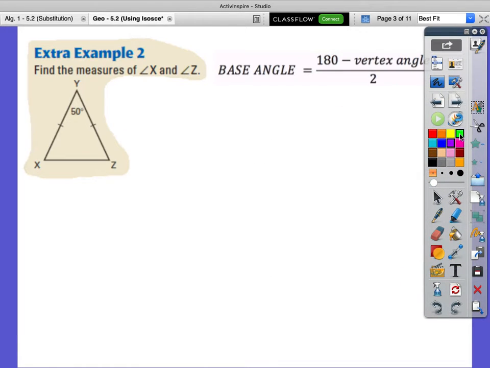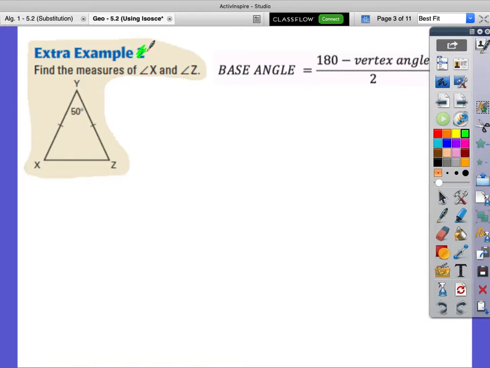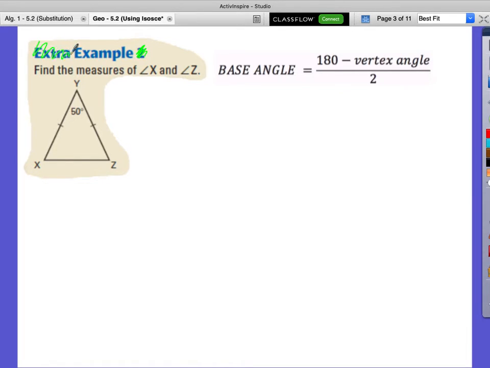Let's apply this. Okay? Now I know it says extra example, and it even says extra example two. Well, first of all, it's our first example. Second of all, it's not extra. It was just from the resource it was pulled from. They happen to call it extra example, but I'm not calling it extra. It's just the example we chose. Okay. So we have this triangle, and we're asked to find the measures of angle x and z.